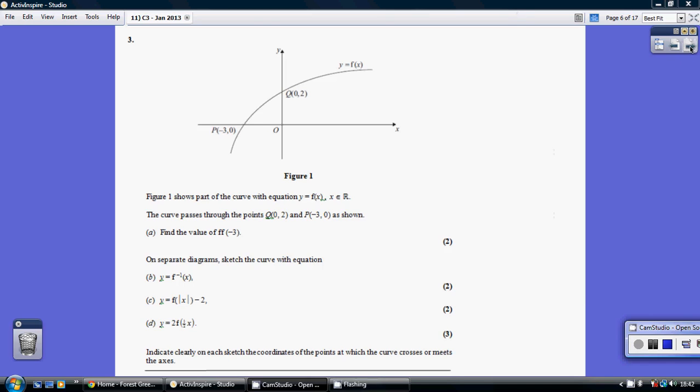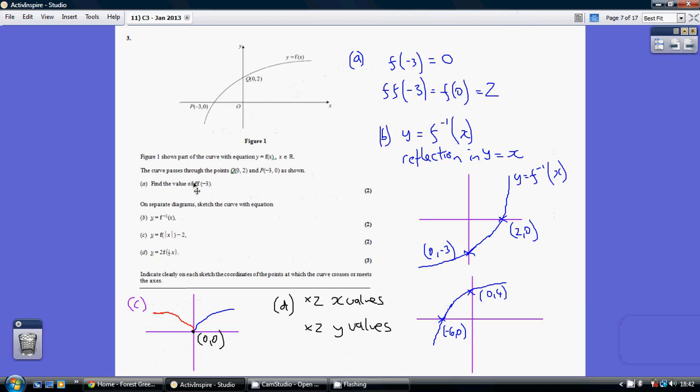Question 3. So we've been asked to work out the function of minus 3. So let's start off by working out f of minus 3. So when x is minus 3, what is our y value? Well, that is one of the points we're given. When x is minus 3, our function is 0. So when x is minus 3, we get 0.